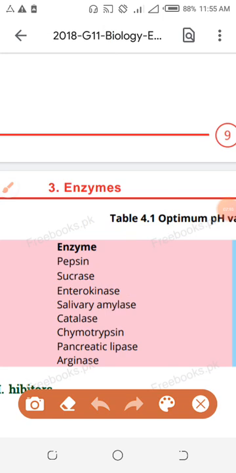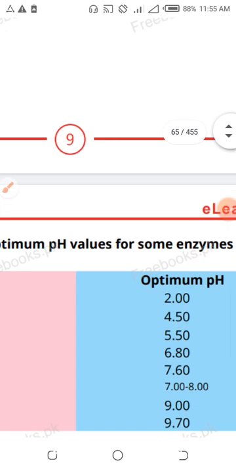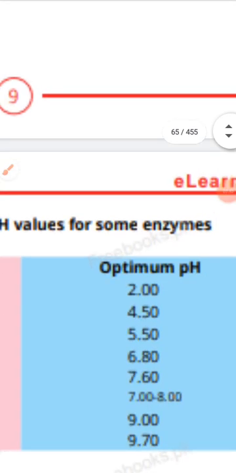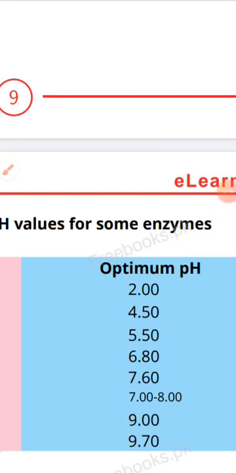I give one example: pepsin. So we see the pepsin value. What is the value? I said 2. I was just guessing that it is closer to 2, but I was not confirming it to you. Now you can see the pH value is 2. Why is it written optimum pH? Definition of optimum pH: the pH value at which the enzyme works maximum is called the optimum pH.